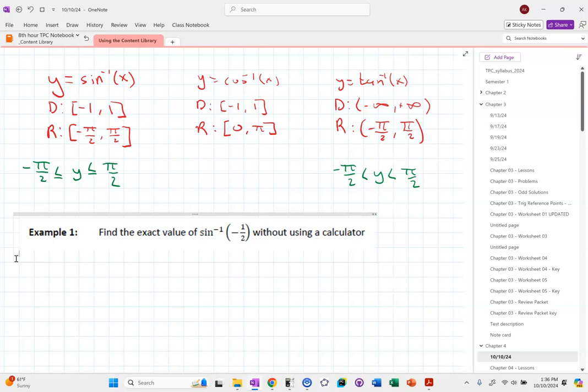All right, so example 1 says find the exact value of sine inverse of negative 1/2. When you're in a math class and we ask for an exact value and the problem involves a sine, cosine, or tangent, what do we know we're going to need to be using? Our main tool for looking for an exact value involving a sine, cosine, or tangent should tell us we're going to need to be using our unit circle.